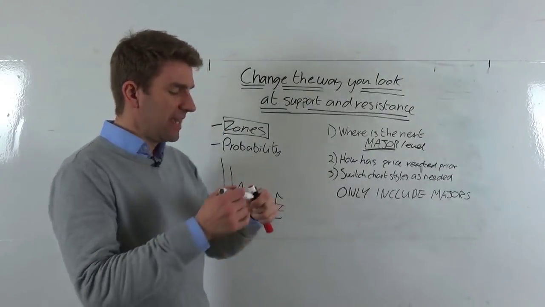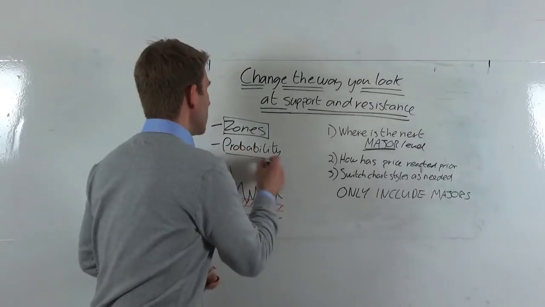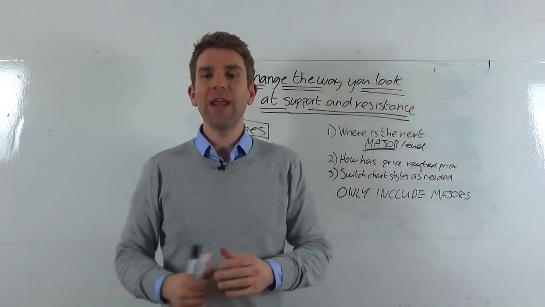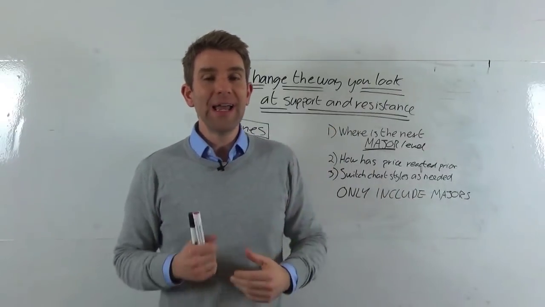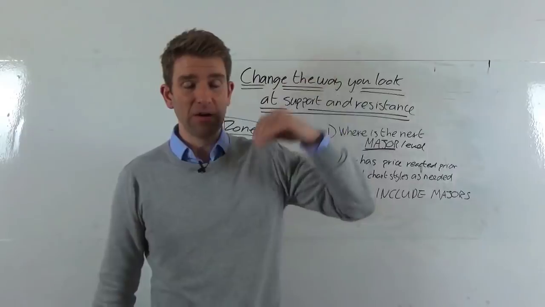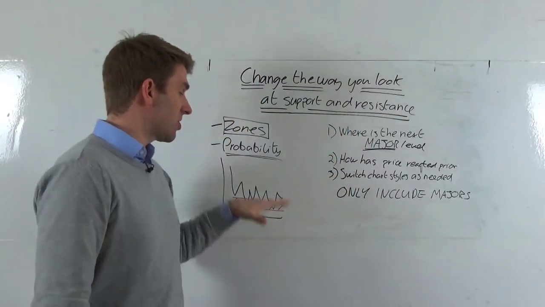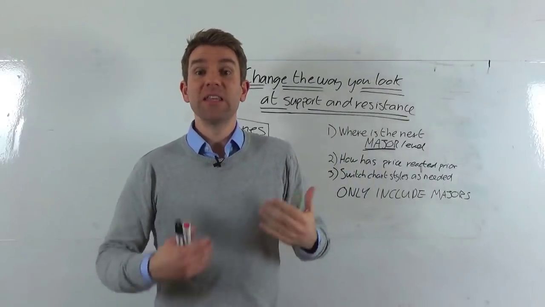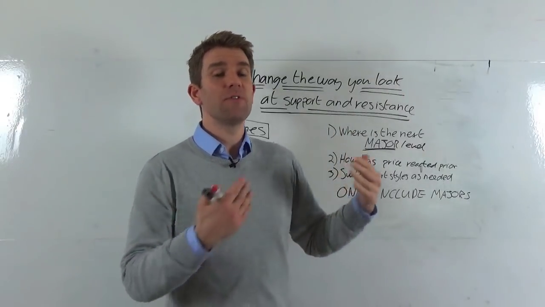The next one is to look at it as a probability. It's not certainty it's going to bounce there. It's nothing more than, hey, it's done it before. It's got a better chance of bouncing here. In the case of support, obviously, flip it around for resistance. It's got a better chance of bouncing here than it has anywhere else in the vicinity, purely because of history.